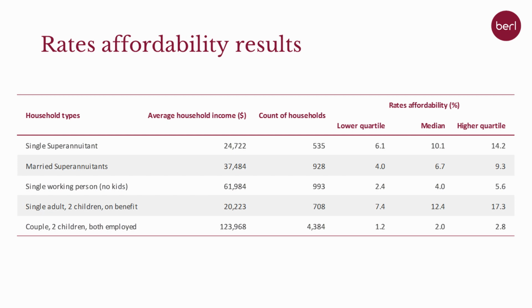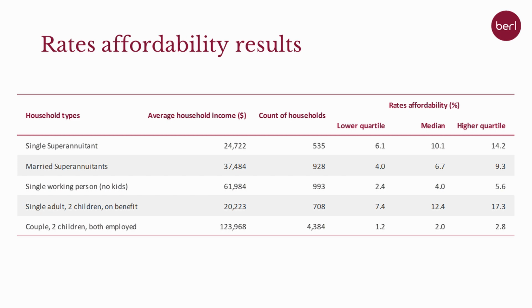Given that an approximate benchmark for affordability concerns is when rates exceed 5% of gross household income, we can see that the single superannuitant household, as well as the sole parent on a benefit household, would have affordability issues regardless of the level of rates, while only the couple with both adults fully employed would have no rates affordability issues.